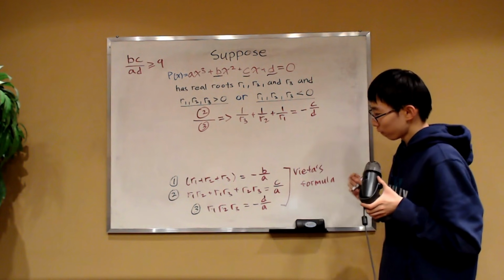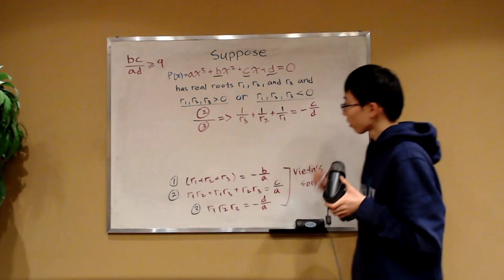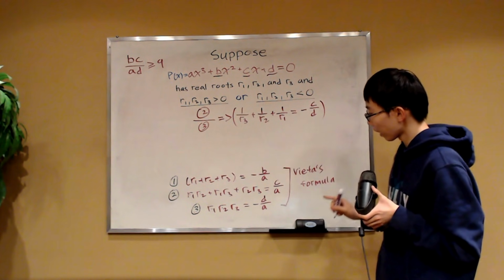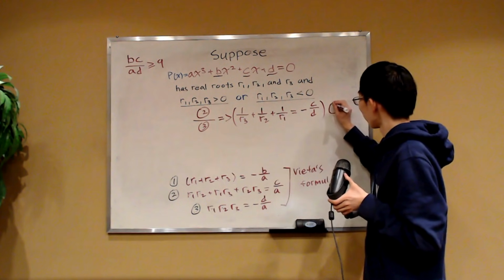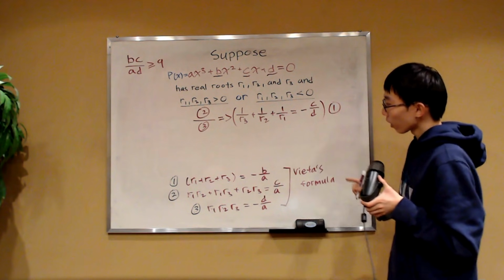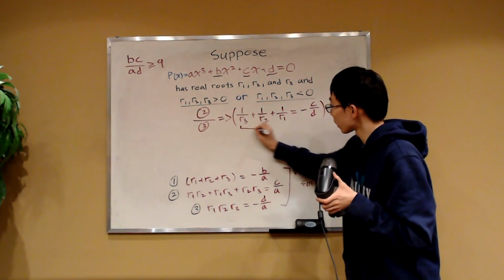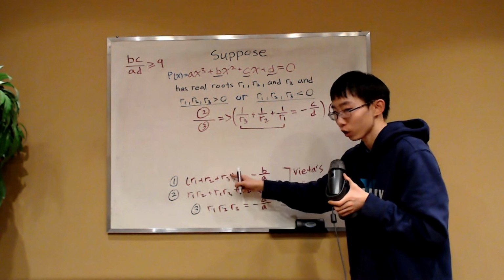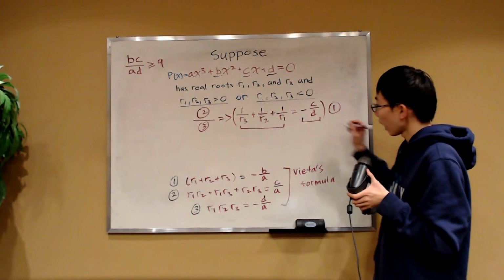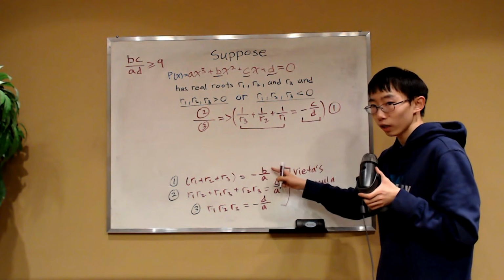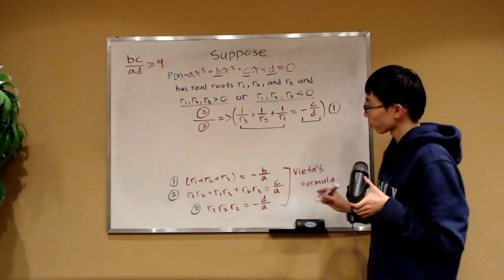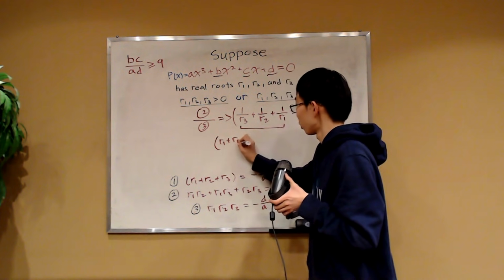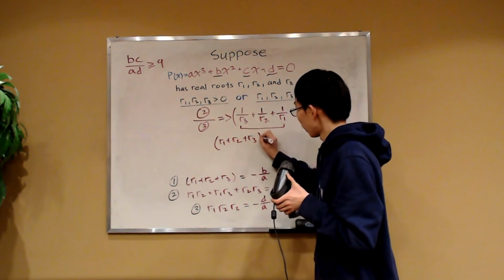I'm going to focus on using this equation 1. Now I'm going to multiply both sides by equation 1, okay? And on this left-hand side, I'm going to multiply this side by r1 plus r2 plus r3. But on this side, I'm going to multiply by negative b over a. So on this side, let's multiply. This would give us r1 plus r2 plus r3, all right?